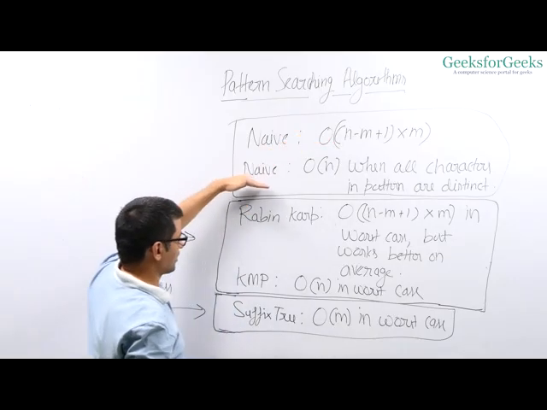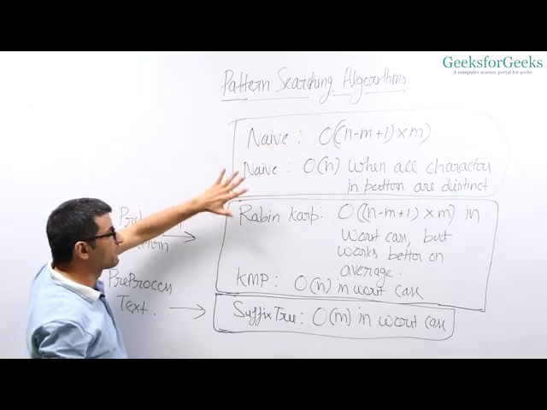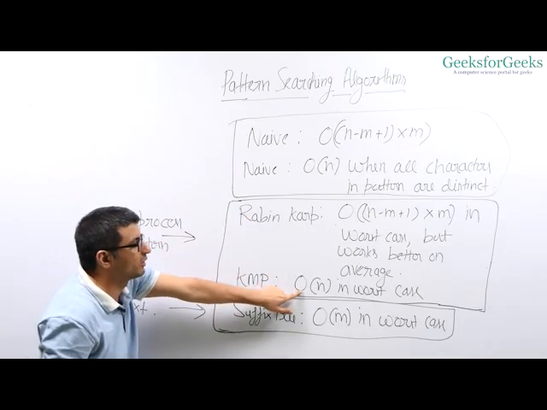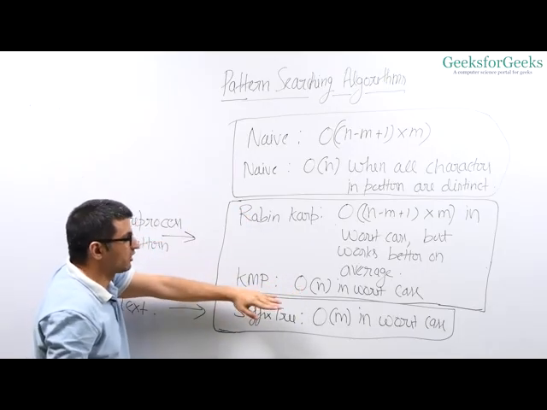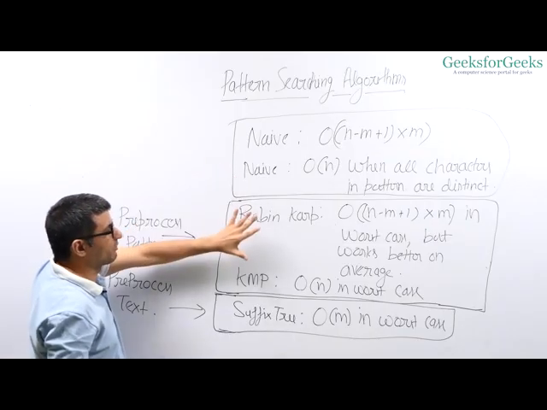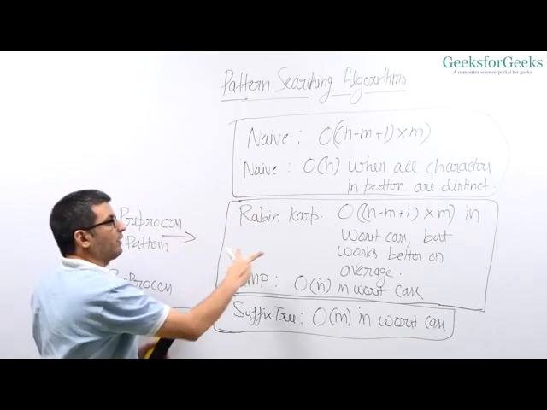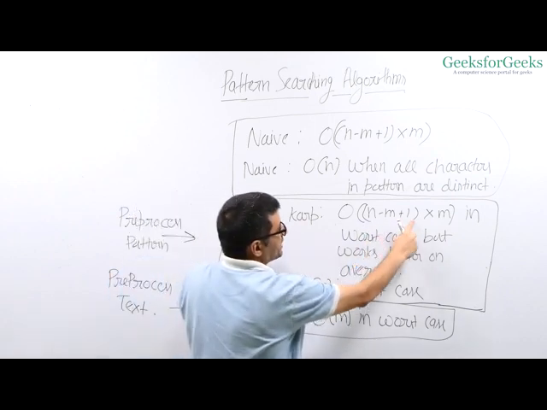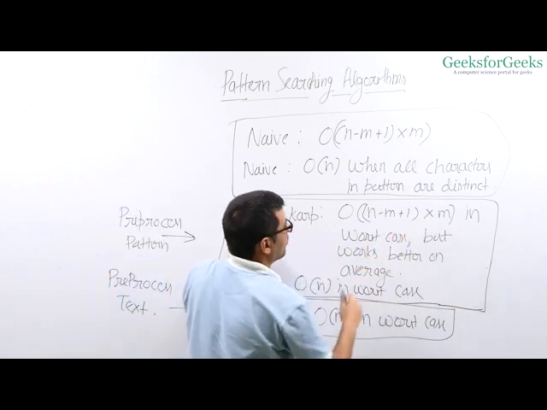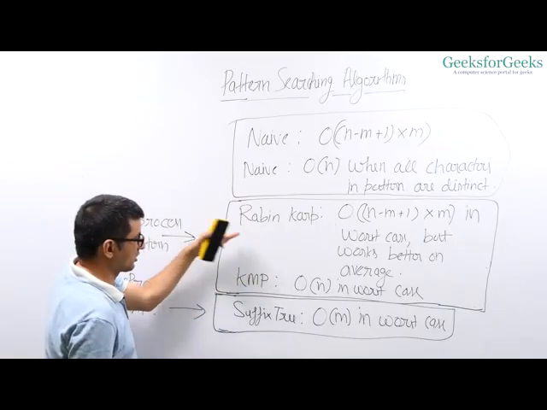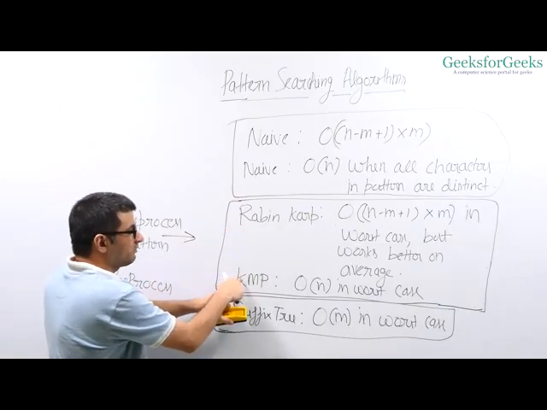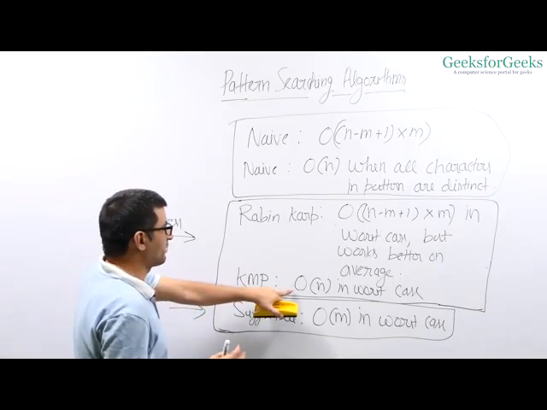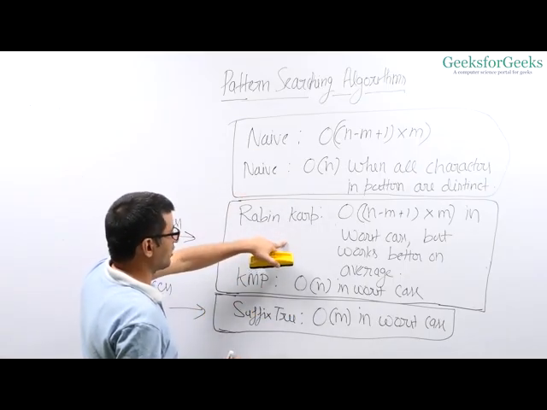Now there are more algorithms for string matching. I've just written a few of them. There are actually plenty of algorithms. There is the Z algorithm, which also works in big O of n worst case. There's the Boyer-Moore algorithm. I've just written the most popular ones. So Rabin-Karp is the next algorithm, but this algorithm is still big O of (n minus m plus 1) into m in worst case. On average, it works better than the naive algorithm. Then there is the KMP algorithm that works in big O of n in worst case, right? This is much better than all these previous algorithms.